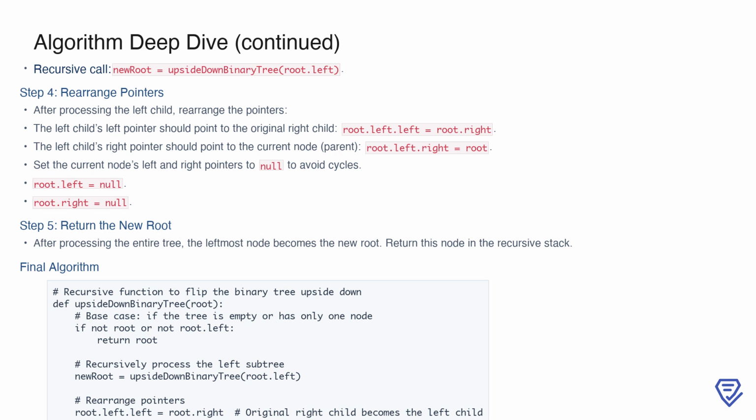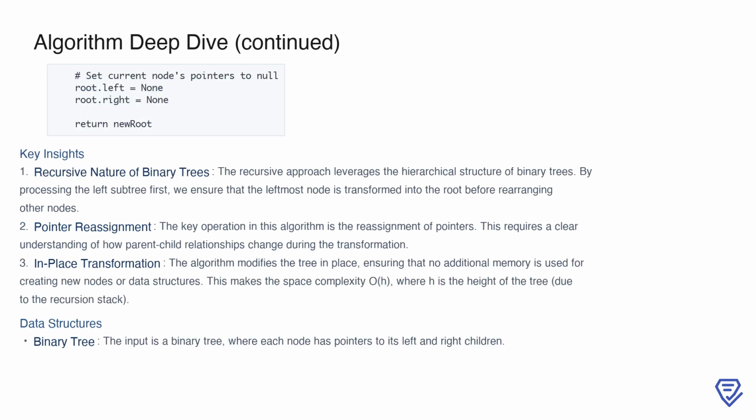Let's look at the final implementation of this algorithm, which ties all these steps together in code. The implementation begins with the base case check. If the root is null or has no left child, the tree is already transformed, so we return the root. In the recursive step, we process the left subtree by calling the function on root.left, which gives us the new root. After rearranging pointers as described earlier, we set the current node's left and right pointers to null to finalize the detachment. The function then returns the new root that will propagate up the recursion stack.